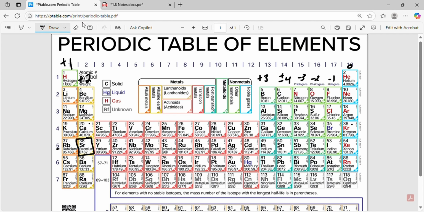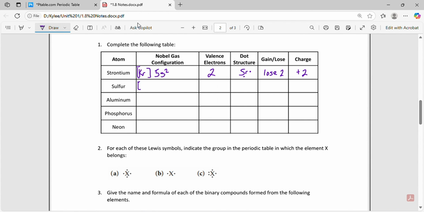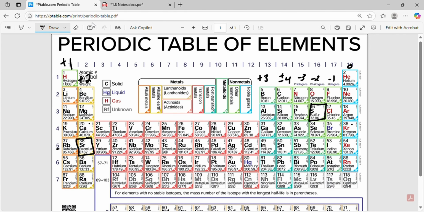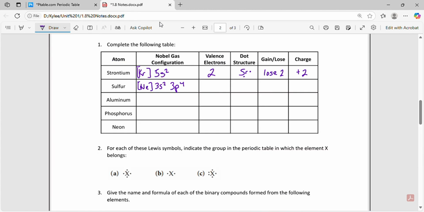Sulfur is the next one they want us to look at, which is over here. Sulfur, the closest noble gas is neon. So I put neon in brackets, and I'm going to pick up from neon. So neon was number 10, so I go to 11. This is going to be 3s2. And then remember, we go straight across, and then this would be 3p1 for aluminum, 3p2 for silicon, 3p3 for phosphorus, 3p4 for sulfur. So one of the things that's nice about this noble gas configuration is it shows only the valence electrons, which is super nice. So here in my valence electrons, I would have 2 plus 4, which is 6.